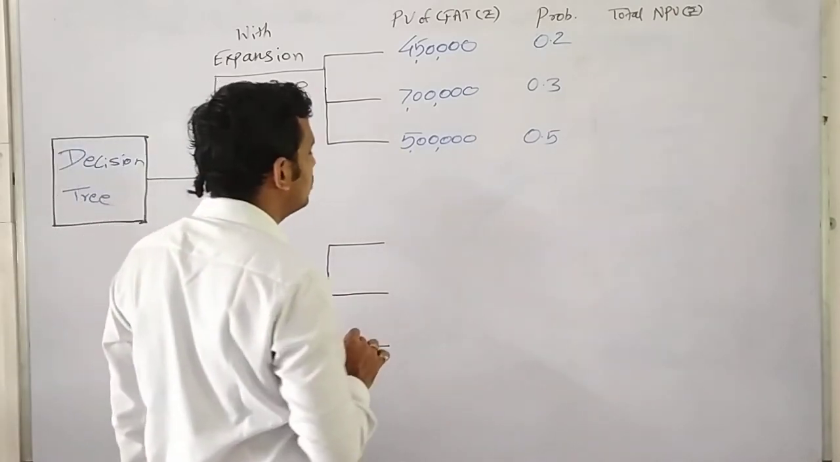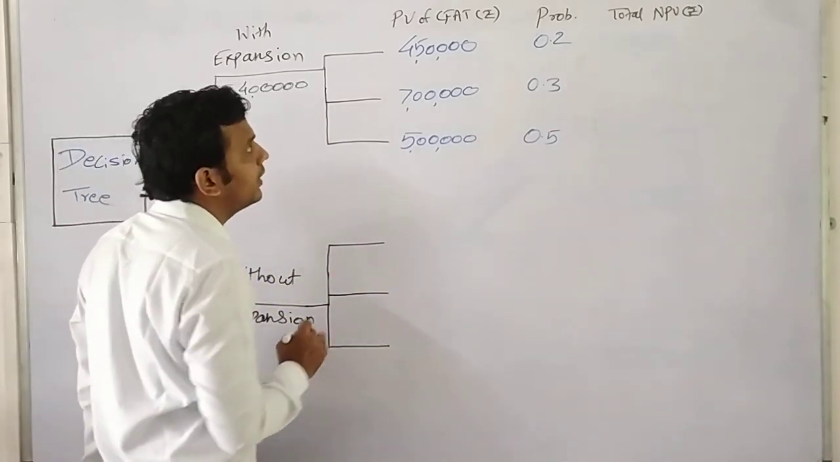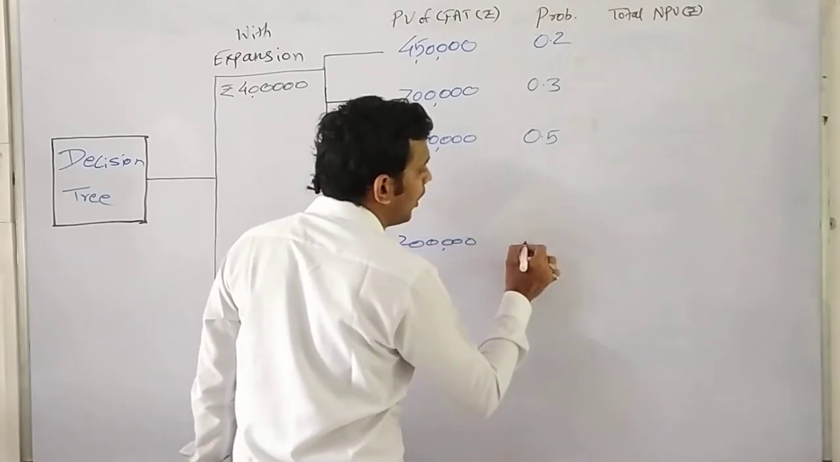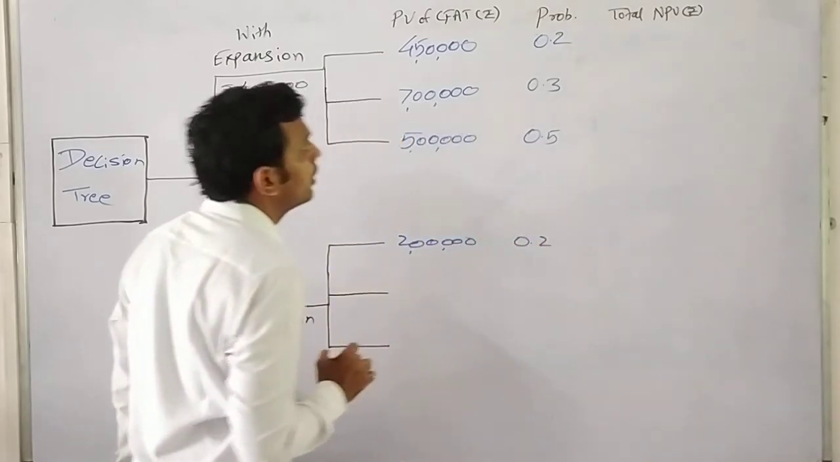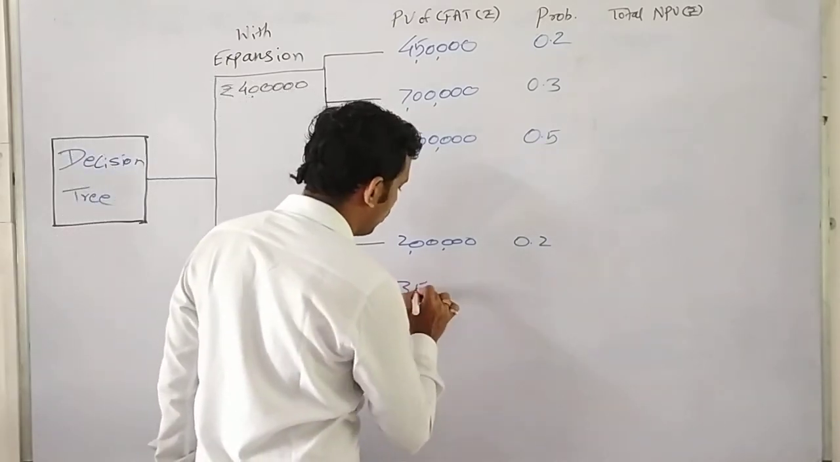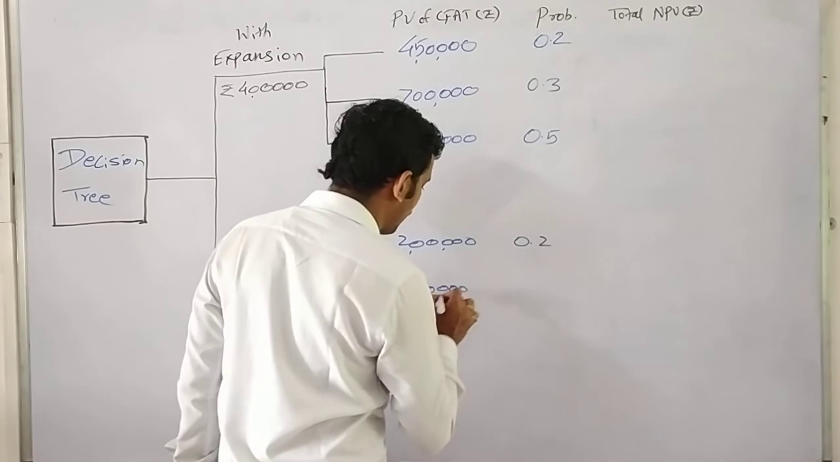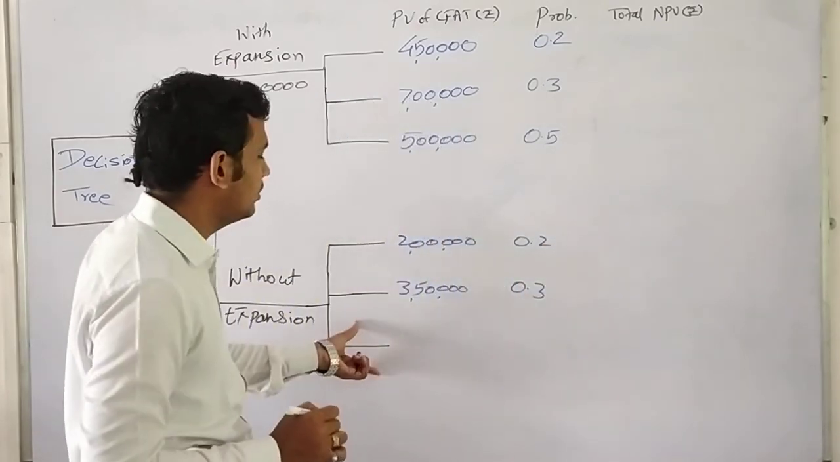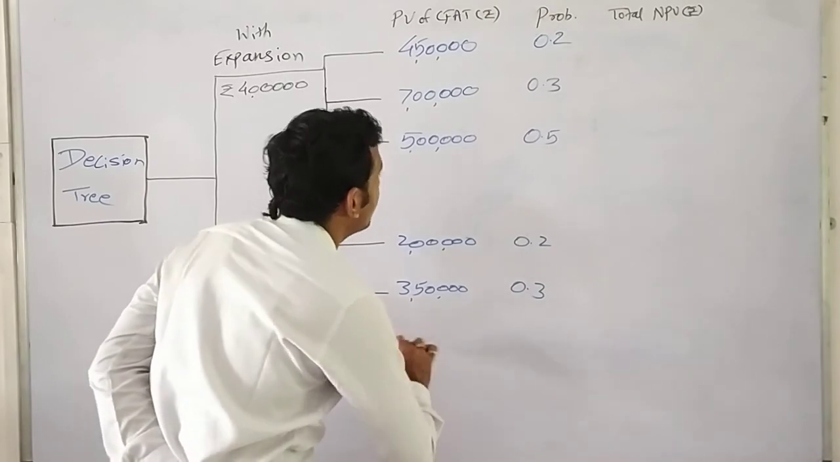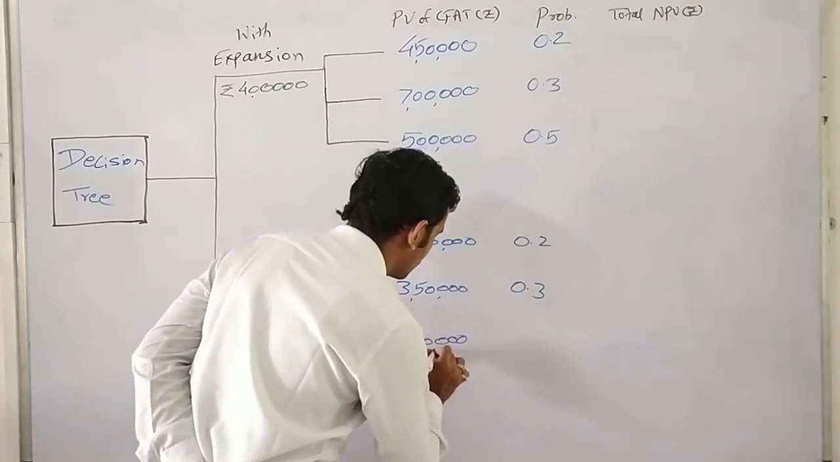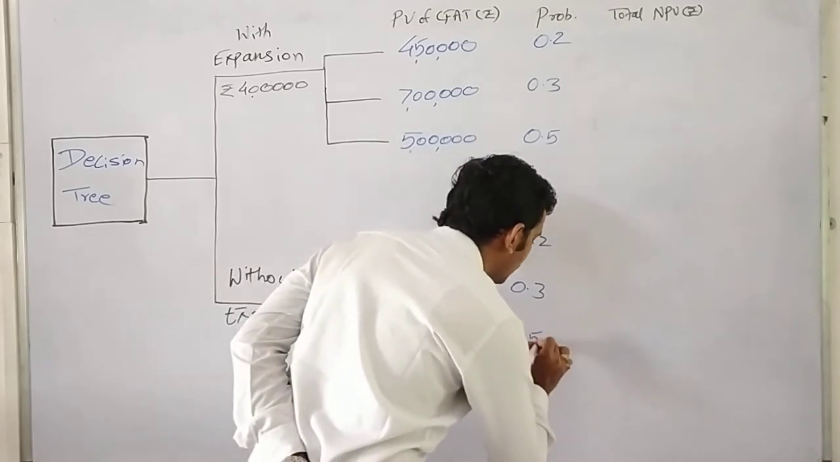For without expansion, in the first situation we would have a cash inflow of rupees 2 lakh at a probability of 0.2. Then in the second one we would have a cash inflow of 3,50,000 with a probability of 0.3. And in the last situation we would have a cash inflow of 5 lakh at a probability of 0.5.